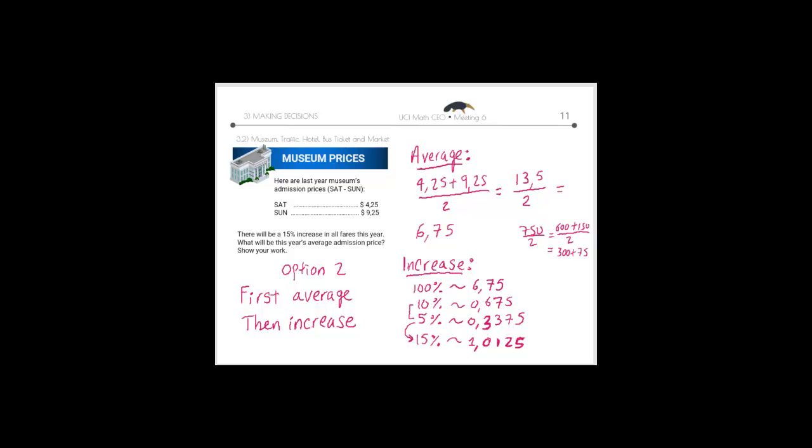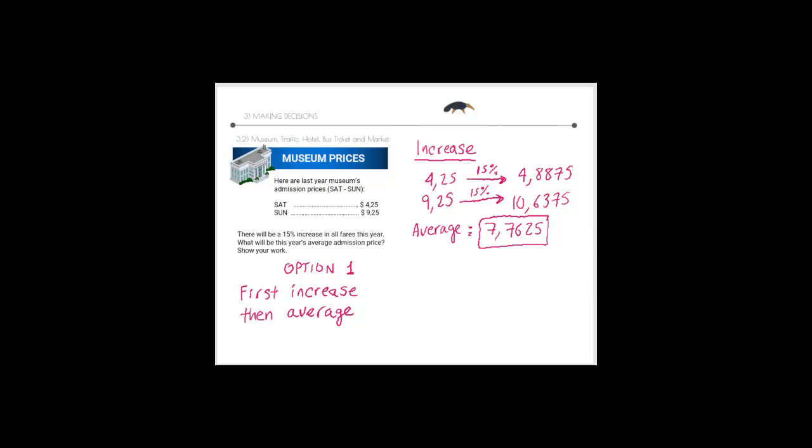And finally, I'm ready to answer the question because I'm looking for an increase, so I just add these two values, this guy and this guy. That's how you find an increase. So you'll just get 7.7625. So 7.7625, which is the same as in the previous slide. So you get the same value.